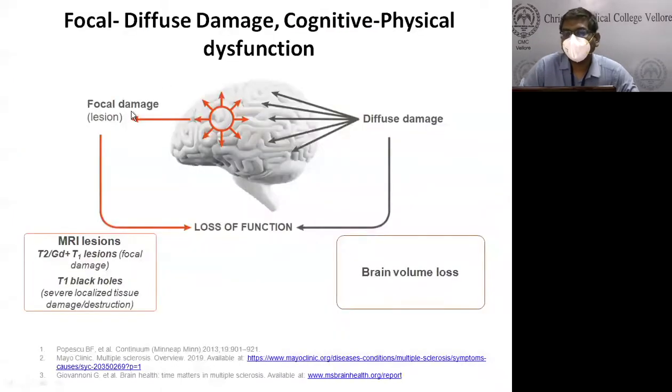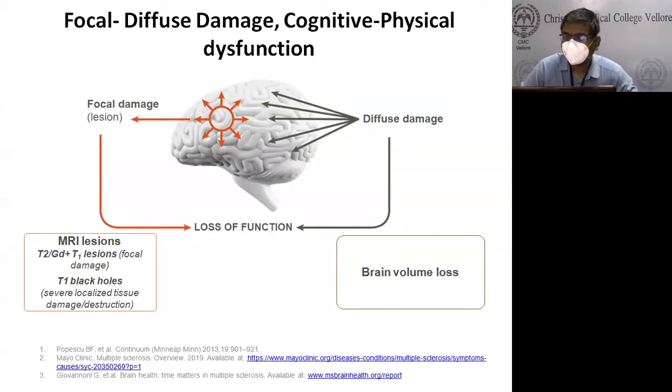So there are other types in which it can occur. One, you have focal lesions. The other form, what occurs in progressive MS, is diffuse CNS inflammation. So overall in progressive MS, you have brain volume loss, whereas whenever you have focal lesions, you have what we see in the MRIs as multiple T2 lesions, black holes, etc. So overall, in both multiple focal as well as diffuse disease, you have over a period of time loss of function which occurs, and this can even give rise to motor as well as cognitive problems.